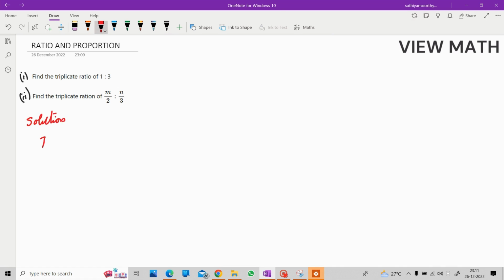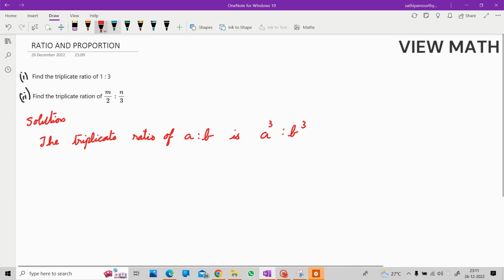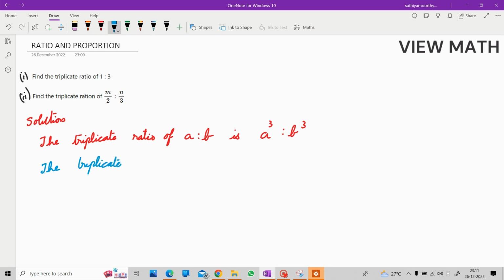Solution. The triplicate ratio of A:B is A cube is to B cube. So using this, I am going to find out the triplicate ratio of 1:3. The triplicate ratio of 1:3 is 1 the whole cube is to 3 the whole cube.